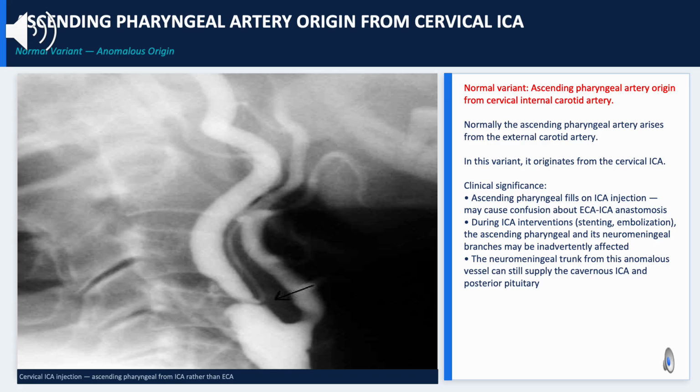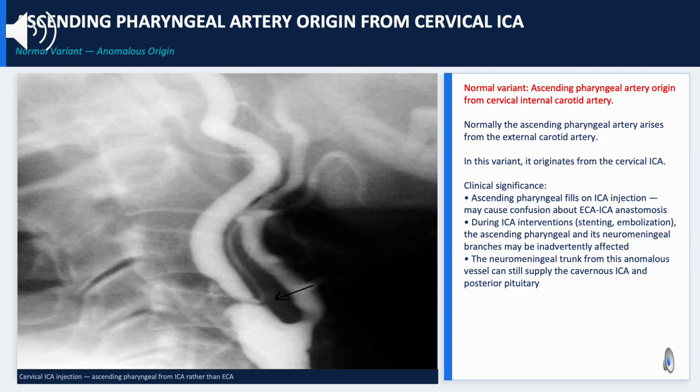The ascending pharyngeal artery origin from the cervical ICA is a rare variant that creates diagnostic confusion because the ascending pharyngeal appears on ICA injection rather than ECA injection. The practical problem is that when performing ICA angiography for diagnostic purposes, the ascending pharyngeal filling creates the false impression of an ECA ICA anastomosis.